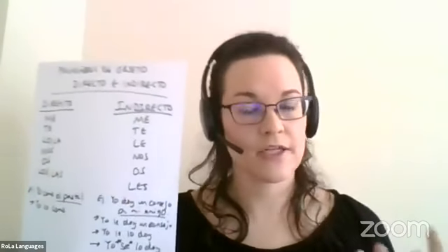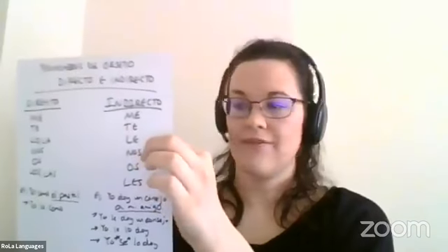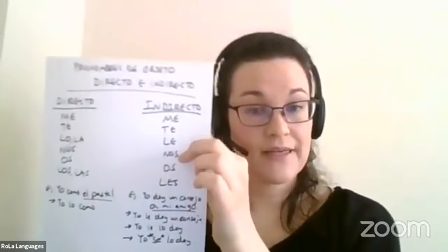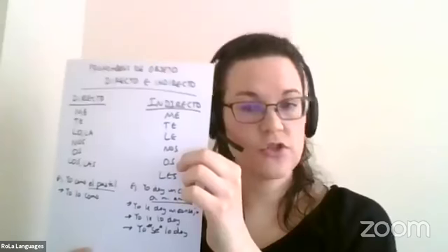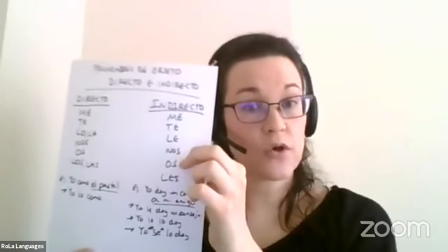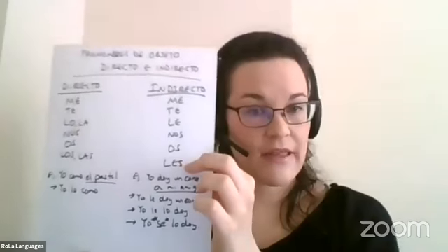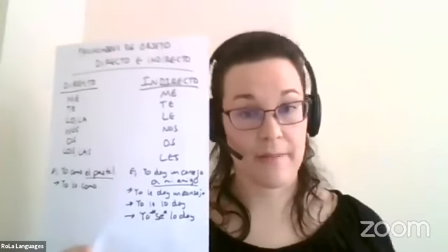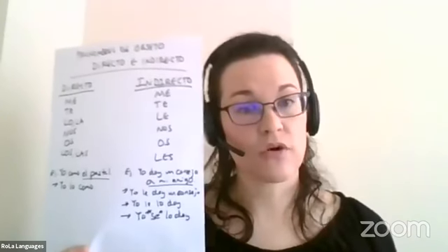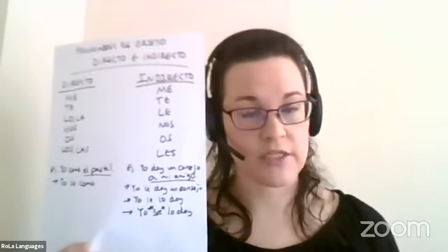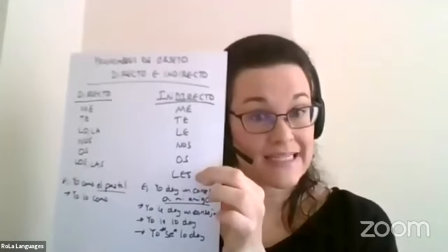So again, when we think about indirect objects, it's usually to someone or for someone. If it's for us or to us, it's nosotros. If it's to you all in Spain, vosotros, or for you all in Spain, vosotros, it's os, again, same as the direct one. Now, if it is for them or to them, a ellos or a ellas, or para ellos or para ellas, or if it's to you all in other countries outside of Spain, a ustedes, then we're going to replace it with les instead.